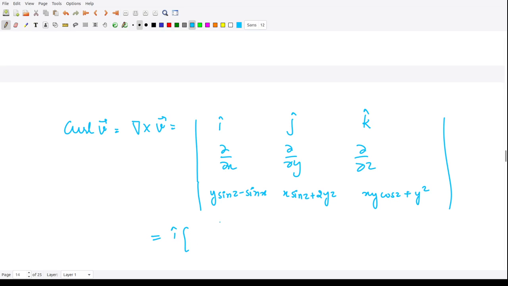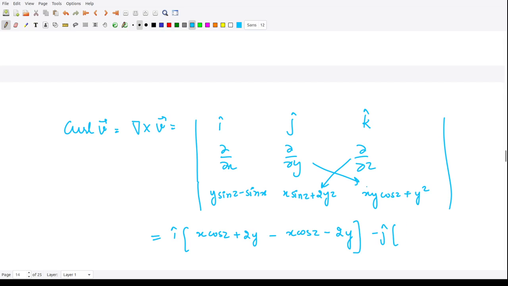So we can compute the determinant here. So for i cap, you have to operate this onto this. So let's see, what do you have? You have y cos z plus 2y, and then you have to operate this onto this. So I'm sorry, the other way around, this onto this, right? Because this is the operator. So we have x cos z minus 2y. So this is i cap.